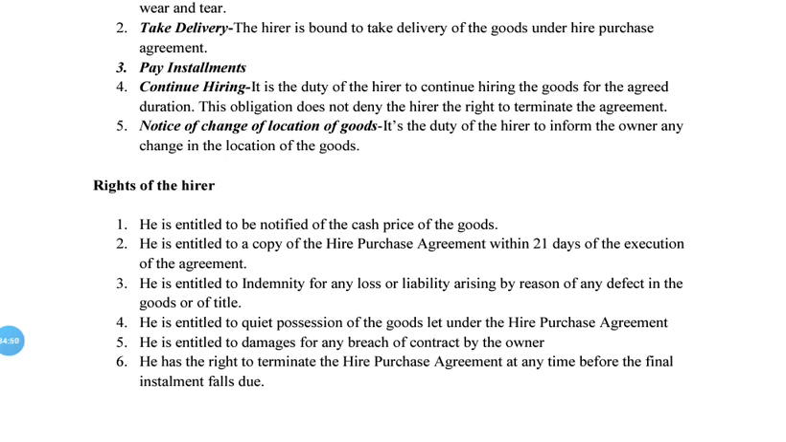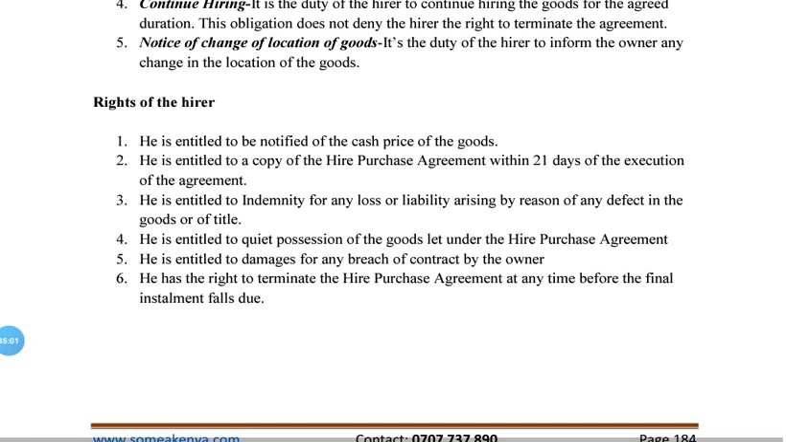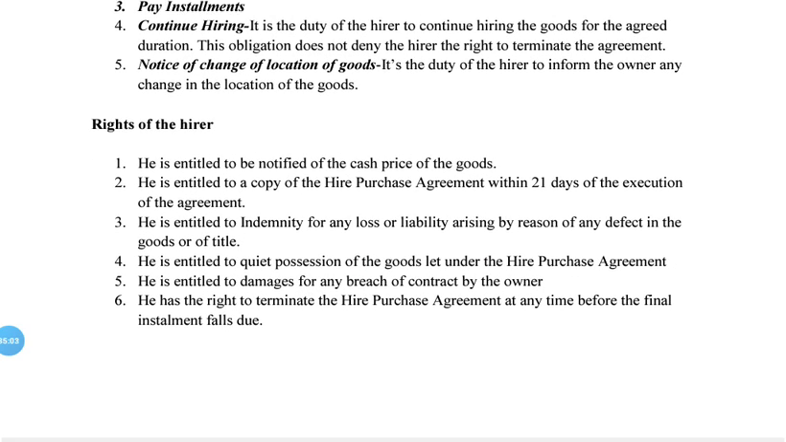So now the rights of the hirer. What are the rights of the hirer? He is entitled to be notified of the cash price of the goods. He is entitled to a copy of the hire purchase agreement within 21 days of execution of the agreement.